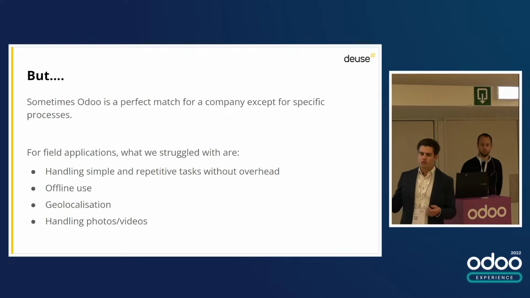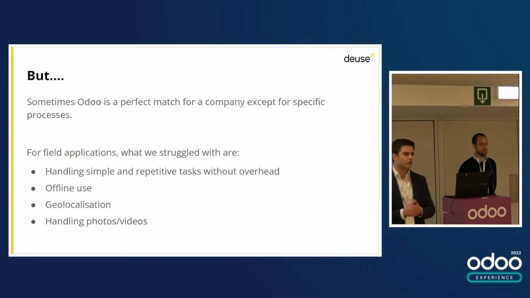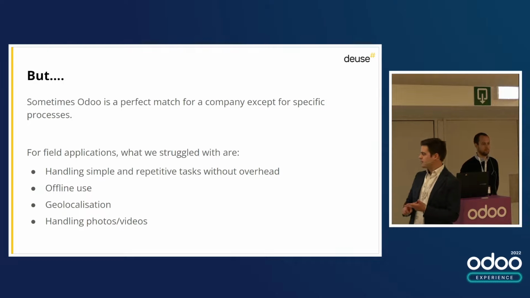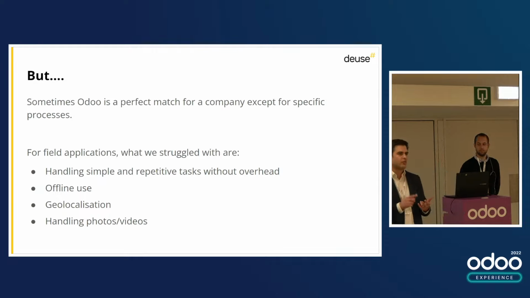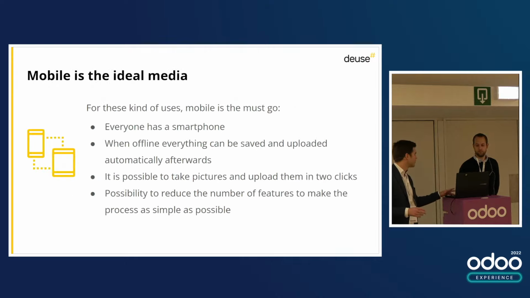What we really struggled with in Odoo in the case of field applications is offline use, because Odoo is in a web browser, so storing data is not that easy. Taking photos and pictures. Handling geolocalization, because you always have to ask for permission, and if the user says no one time, you cannot ask again. So those were the main problems.